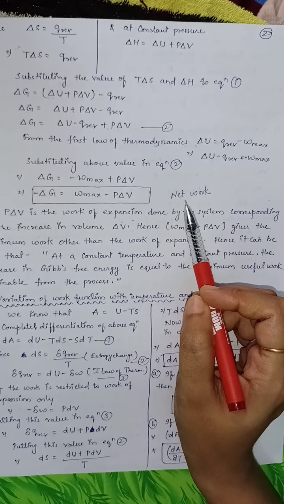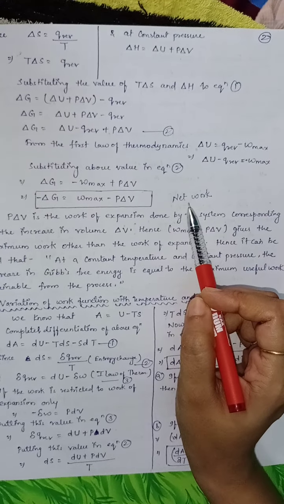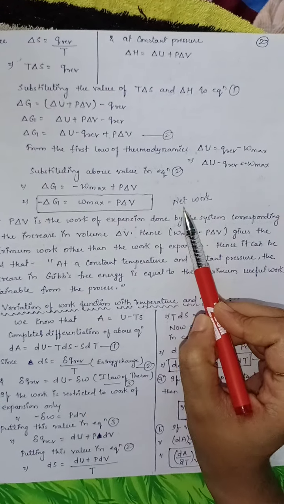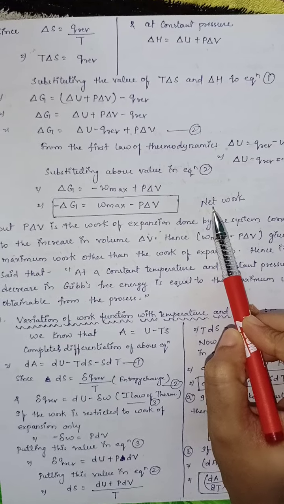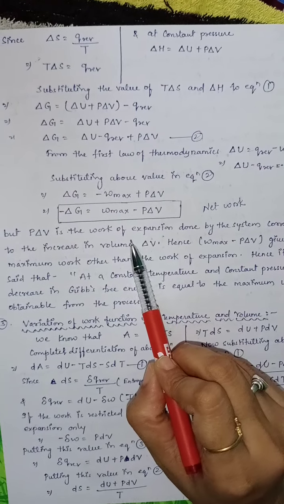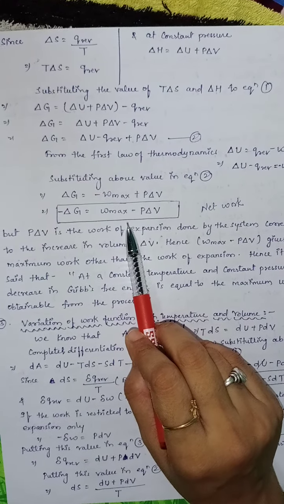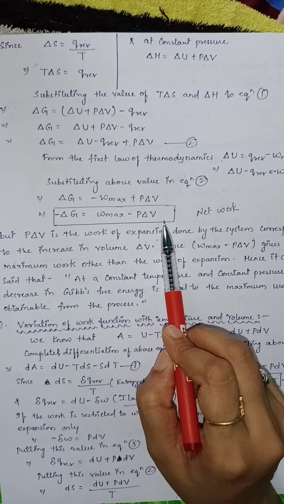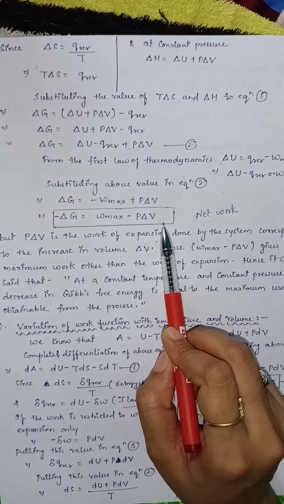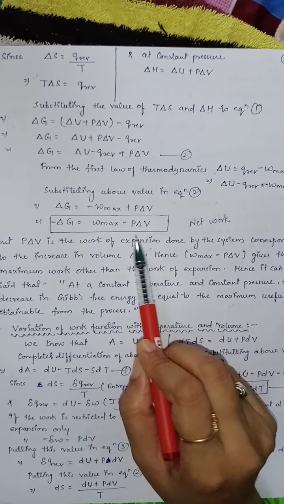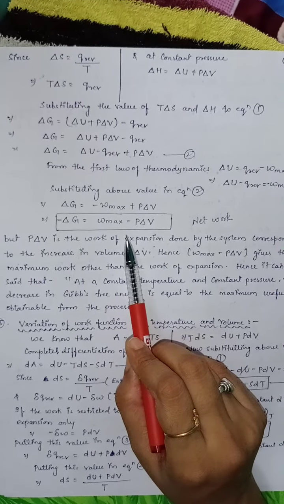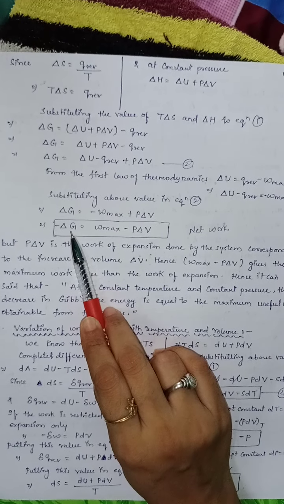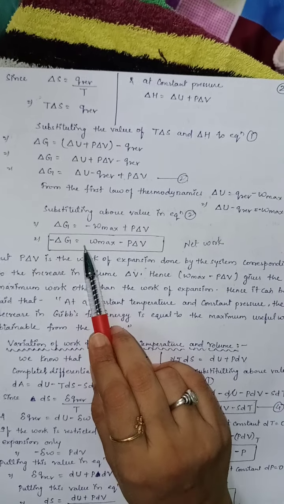The work other than that due to change of volume is called net work. Minus del G is a measure of the net work that can be obtained from a system at constant temperature and pressure. G is called Gibbs function, Gibbs free energy, or free energy. So this was all about G, and one more important thing is that minus del G is a measure of the decrease in free energy of the system.